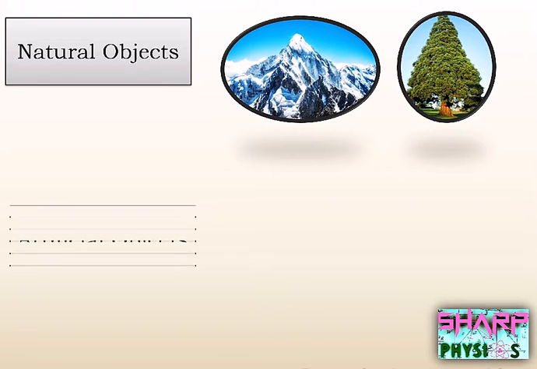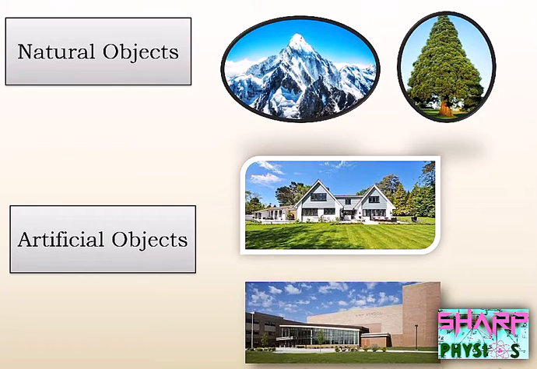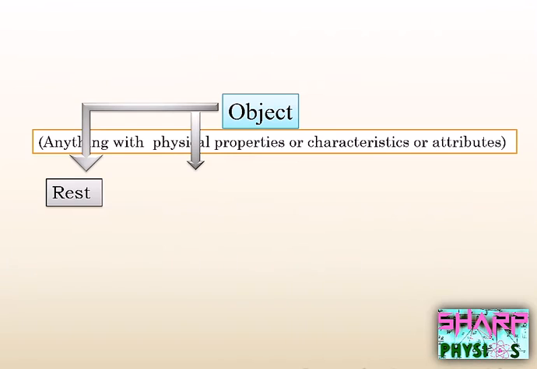Whereas artificial objects are the house, the factory or an institution, which are made by humans, cannot move, and are stationary or at rest. Therefore, anything which has a property or characteristic, cannot move, and is obtained in nature is called a natural object at rest. So, now we will be seeing about motion.